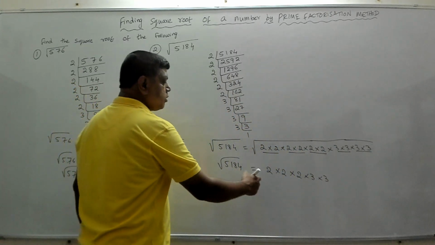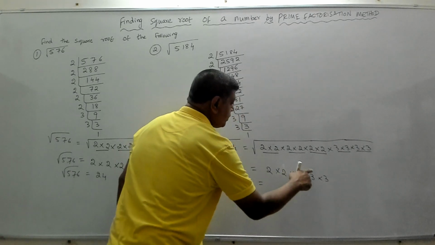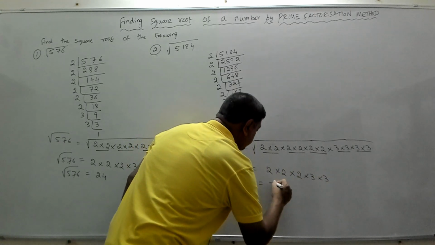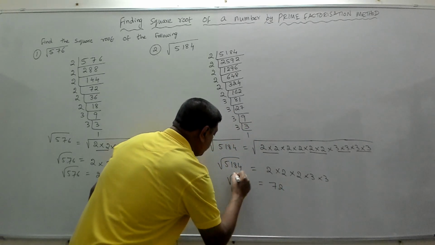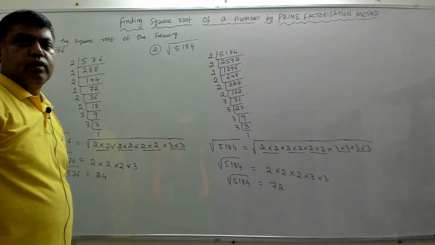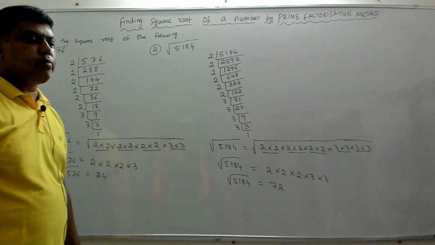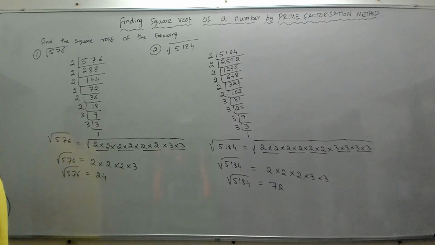Now if you multiply all this, you will get the square root. So what is that? 2 2's are 4, 4 2's are 8, 8 3's are 24, 24 times 3 is 72. So your square root of 5184 is 72. That is how we find the square root of a number using the prime factorization method. Clear? So all of you can pause the video and take the notes. I will go to the next problem.